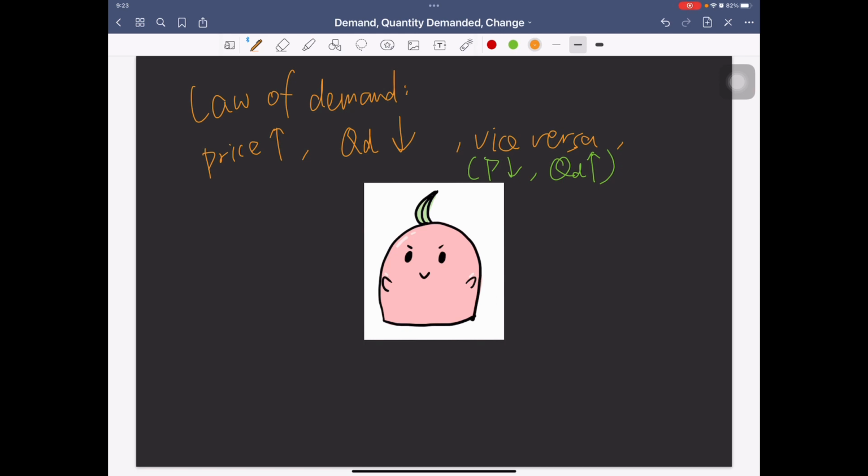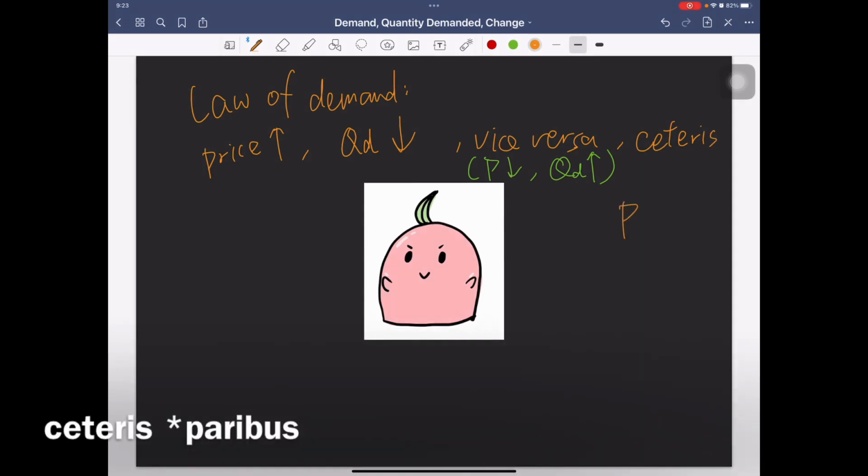In the analysis, we would say ceteris paribus, which means holding other things equal. So we have concluded that there is a law of demand: the price increases, quantity demanded decreases, vice versa, ceteris paribus.